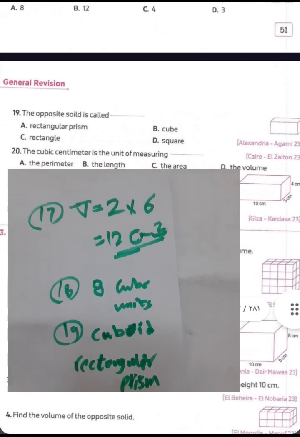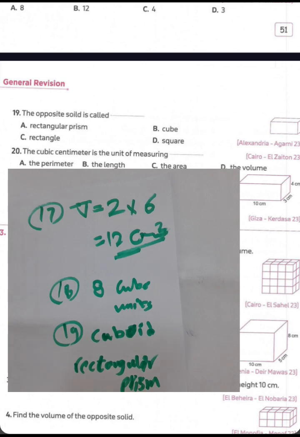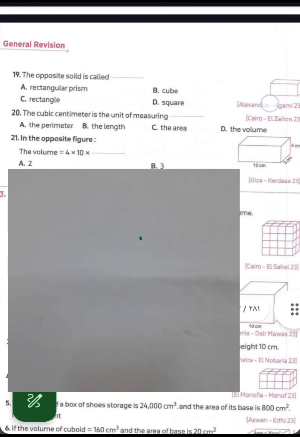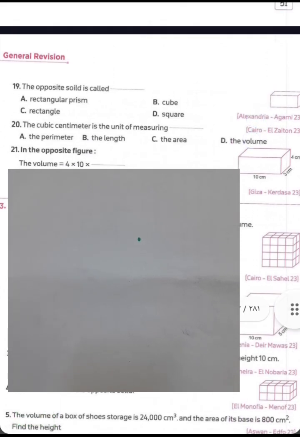Question 20. The cubic centimeter is the unit of measuring of what? Of the volume. Cubic centimeter is used here to find the volume. Choose letter D.